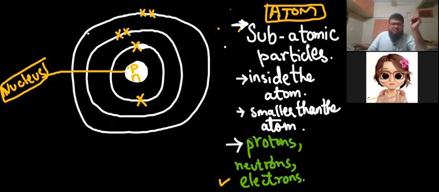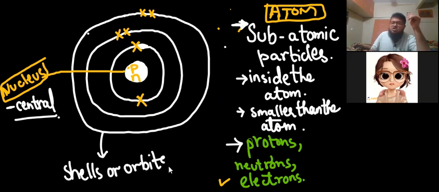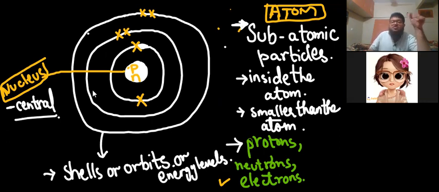Now, basically, this is the first portion, and the central portion is centrally located. The nucleus is central in position, whereas these shells around the nucleus are present around the nucleus. These are called shells, or they may also be called orbits, or you may also call them energy levels. These are the three different names given to the same thing.